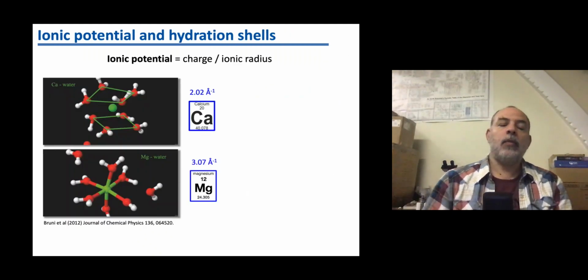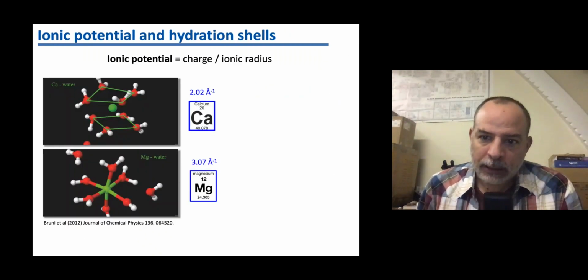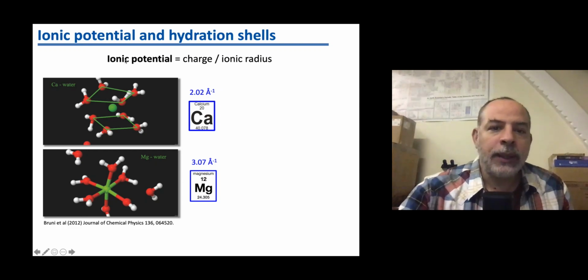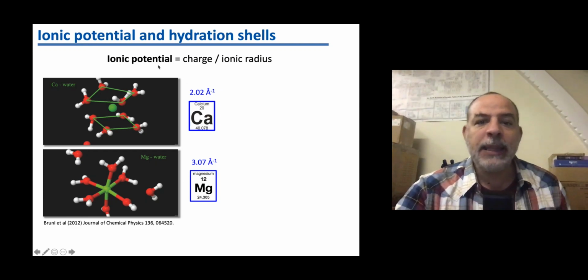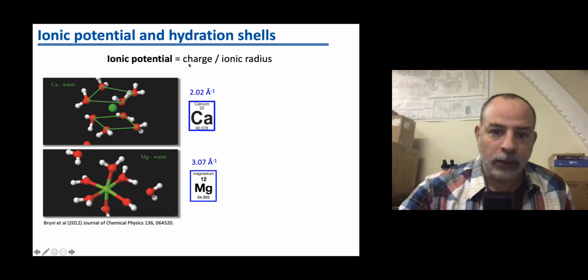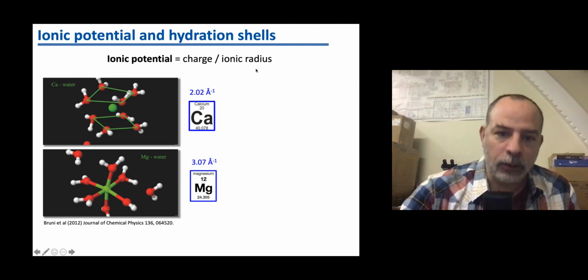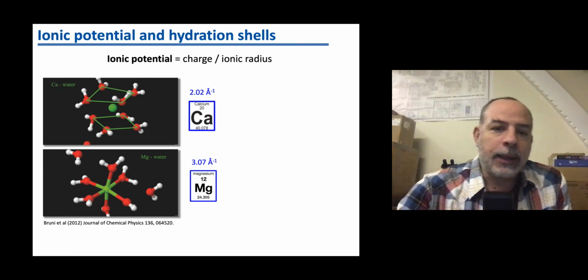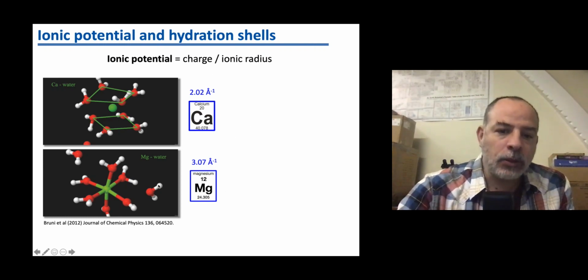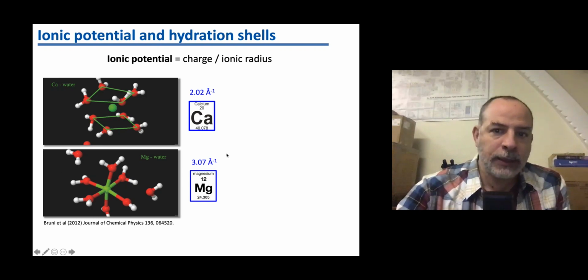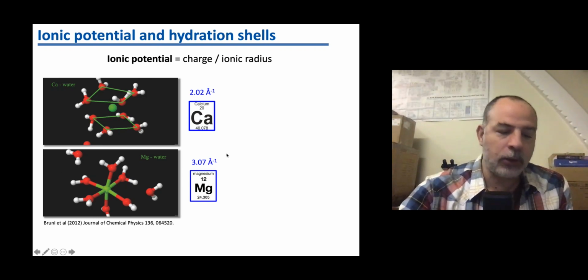Why is this happening? Well, this depends on one very important variable, which is the ionic potential. The ionic potential can be calculated by dividing the charge of the cation, in this case it is +2 for both cations, by the ionic radius. And in the case of calcium and magnesium, magnesium has a higher ionic potential because it has a smaller ionic radius.